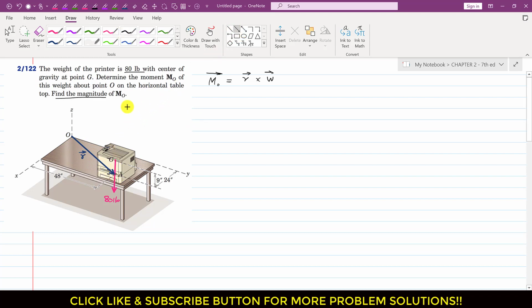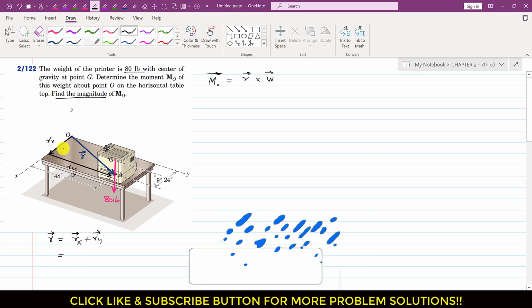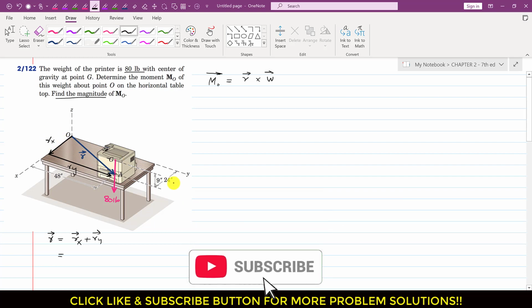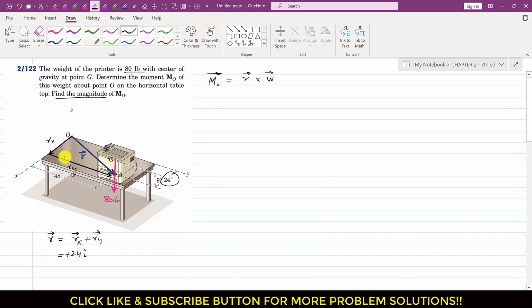Now if I draw the components of this moment arm, it will have one component in this direction, and another component in the positive y direction, like this. So this is Rx and this is Ry. If we write the moment arm as a Cartesian vector, it will be equal to Rx plus Ry. Rx is acting in the positive x direction and its magnitude is 24 inches, so I can write this as 24 i. Ry is acting in the positive y direction, and its magnitude is 48, so I will write this as 48 j.